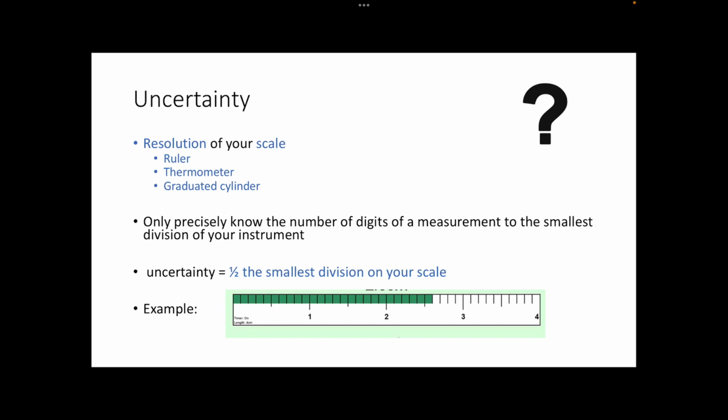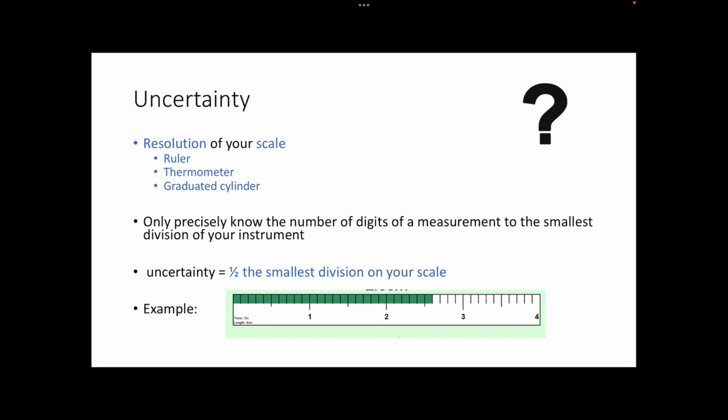We're going to be using this when we use either a ruler for length, when we measure temperature with a thermometer, or a graduated cylinder. What uncertainty says is that you only precisely know the number of digits of a measurement to the smallest division of your instrument. So if you have a ruler with lots of marks on it, you can tell what your length is pretty precisely. However, if you have a ruler that only has 2 marks on it, you cannot tell with as much certainty what your length is. So the uncertainty is a way to define that mathematically.